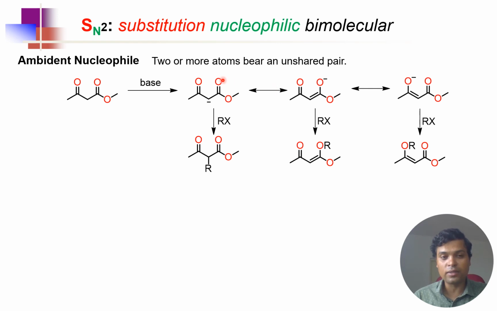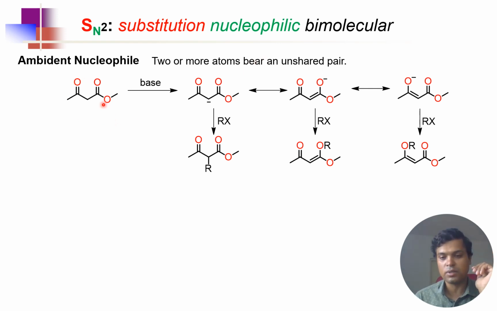Another thing that we will be discussing here is the ambident nucleophile. The ambident nucleophile also follows the SN2 mechanism. Ambident nucleophiles are those in which two or more atoms bear an unshared pair of electrons. What that means is that you may have two different centers where there are electrons, so this one can act as a nucleophile, or the other one can act as a nucleophile. So how can you control this? Let's give an example here.